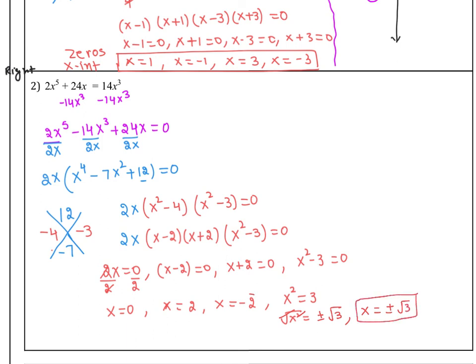So the values that you got for x, there are 5 values of x. You got x equals 0, x equals 2, x equals negative 2, x equals positive square root 3, and x equals negative square root 3. So there are 5 values: 1, 2, 3, 4, and 5. Because it's a degree 5, you got 5 values for x.